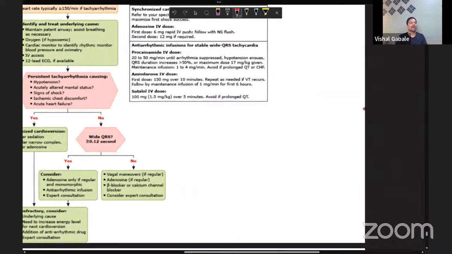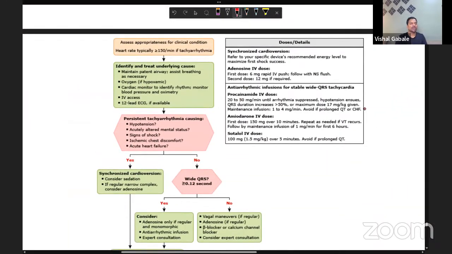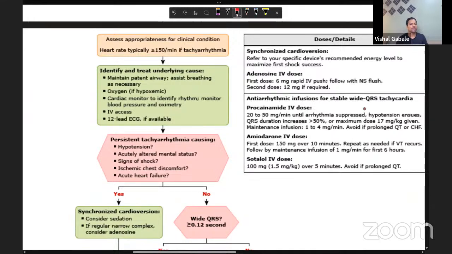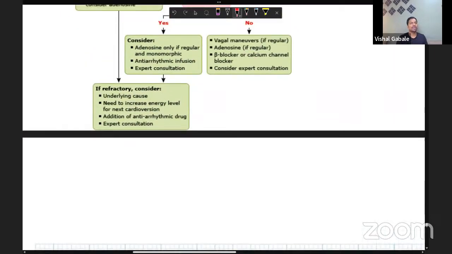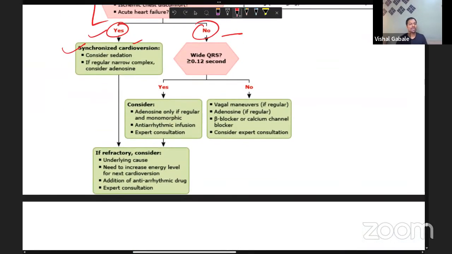All right. Same algorithm for the tachyarrhythmias now. So first of all, we check all the parameters. We check the vitals of the patient. If the patient is hemodynamically unstable, we do synchronized cardioversion. If hemodynamically stable, then we check the ECG. If it is wide QRS, we consider adenosine only if the patient has monomorphic VT or something. Okay. And if it is narrow QRS, then definitely you have to try vagal maneuvers. You have to give adenosine, you have to give a beta blocker. If that doesn't help, and finally, if the patient has refractory SVT, we have to treat the underlying cause.